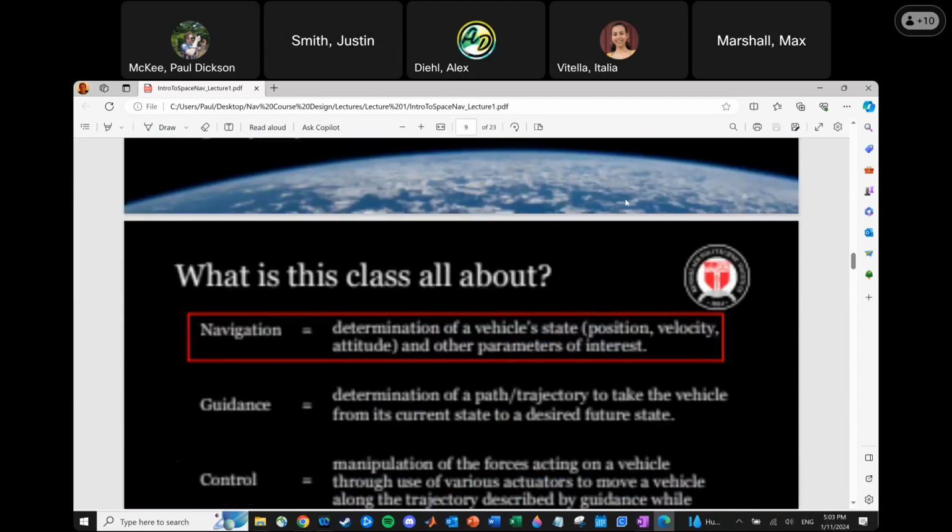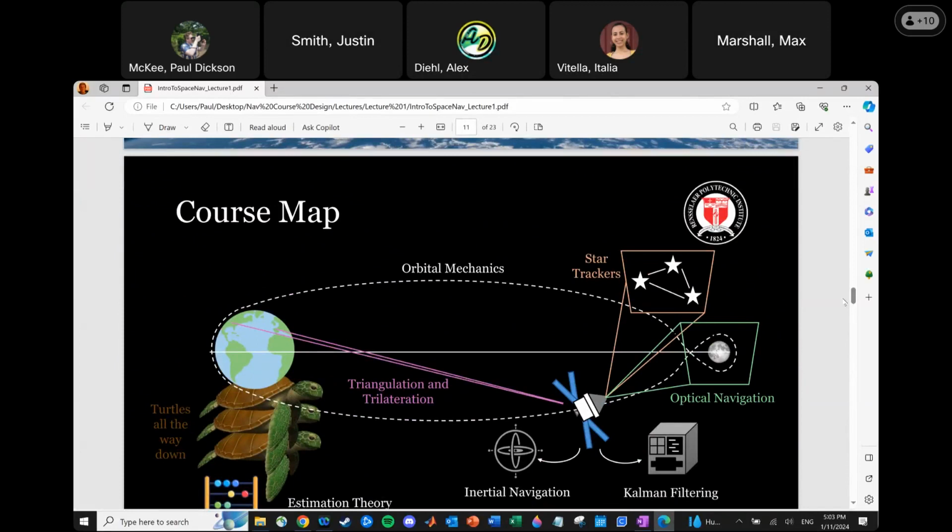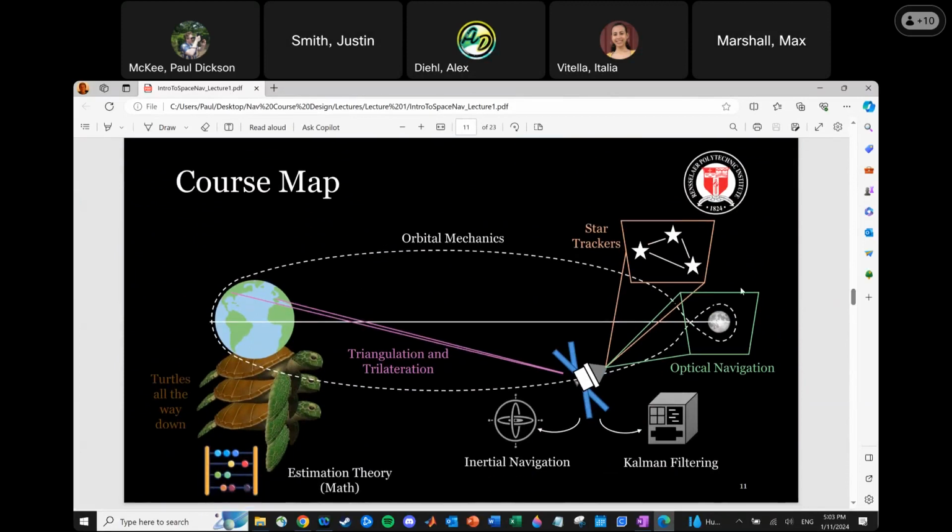All right. So I think it's a good idea to come back to the course map whenever we have a moment. So this is my beautifully drawn PowerPoint art depiction of the entire course. And everything is on here, even all the way down to the turtles. What we're going to be talking about today, and for the first decent chunk of the course, is a review of orbital mechanics and the tools that we will need to describe the state of the vehicle and to propagate the state of the vehicle.